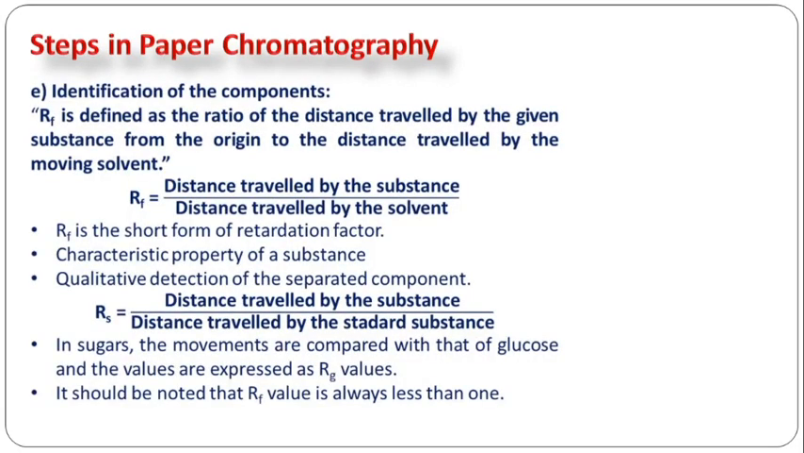So after the spotting we have to do an identification of the components. For that purpose one term is there, that is called RF. RF means retardation factor. So what is RF? RF is defined as the ratio of the distance traveled by the given substance from the origin to the distance traveled by the solvent. So RF value is the ratio of distance traveled by the substance to the distance traveled by the solvent, that is called RF value, retardation factor.